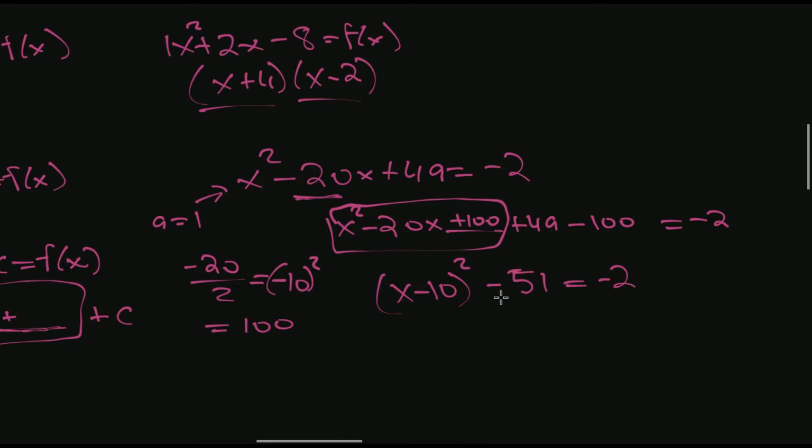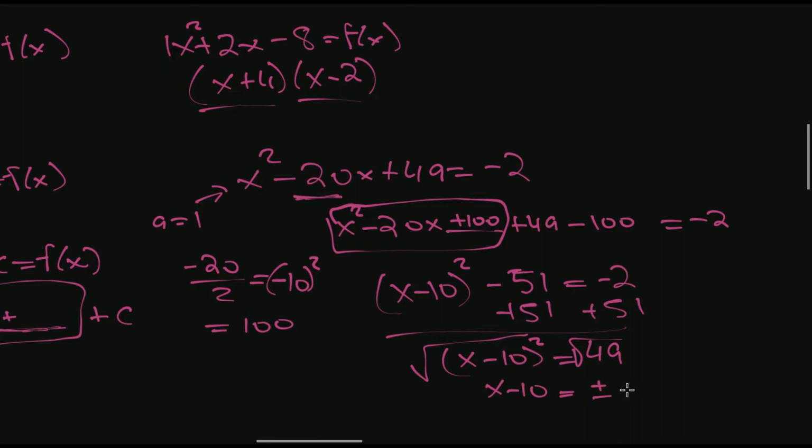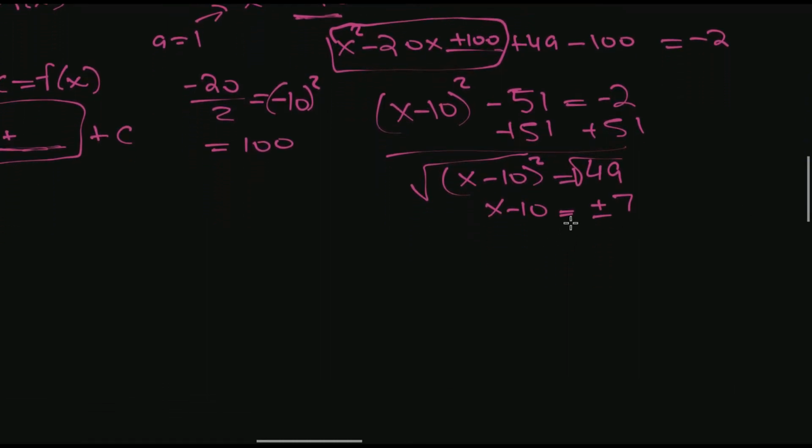equals negative 2. I'm now going to add this 51 over to solve for x by isolating it, and I get x minus 10 squared is equal to positive 49. I'm going to square root both sides, and I get x minus 10 is equal to plus or minus square root of 49, which is 7. Now, it's plus or minus because it's a quadratic equation. The graph of a quadratic equation looks like this, and you can get two answers for the same y value, which is why you do a positive one and you do a negative one.